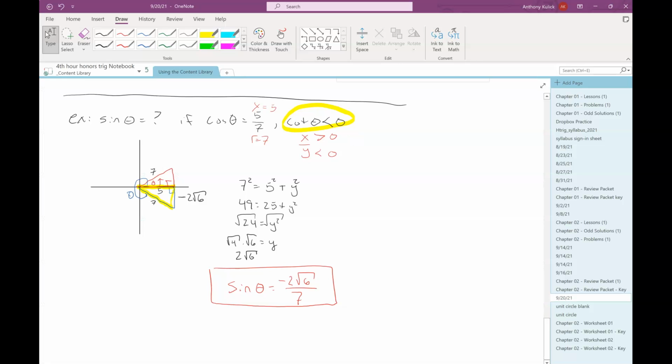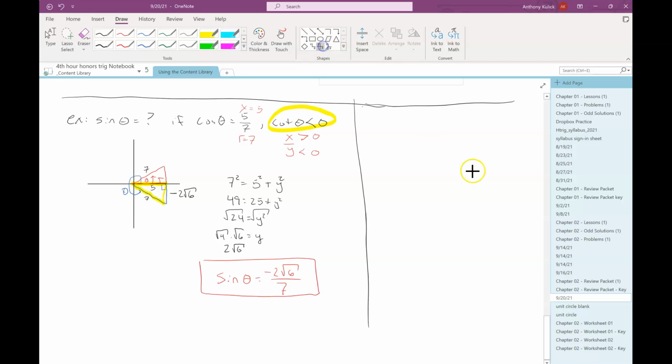Alternatively, another way we can do this without having to draw the picture at all is to think about things this way. So I know in the first quadrant, both the x and y's are positive, right? The second quadrant, x is negative, but y is positive. The third quadrant, they're both negative. And in the fourth quadrant, x is positive, but y is negative.